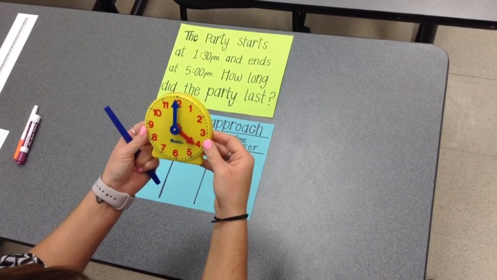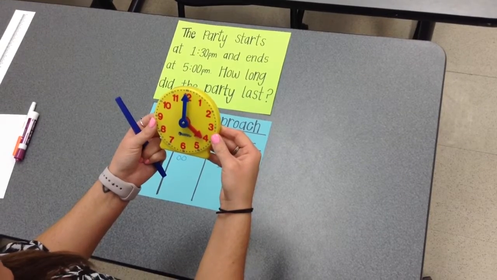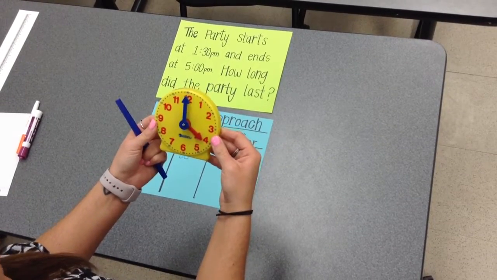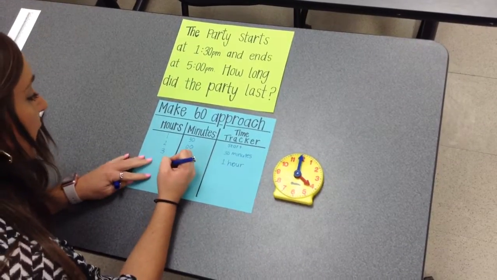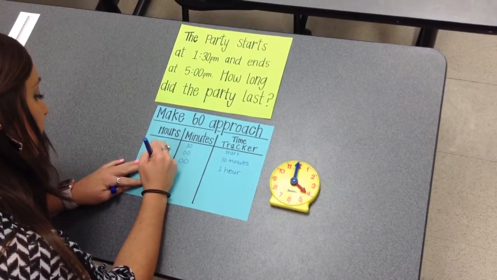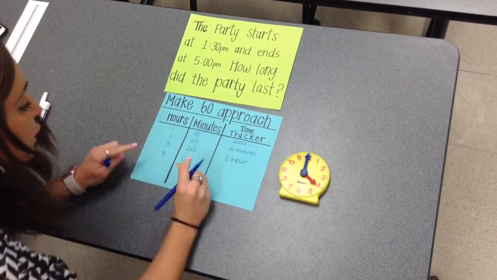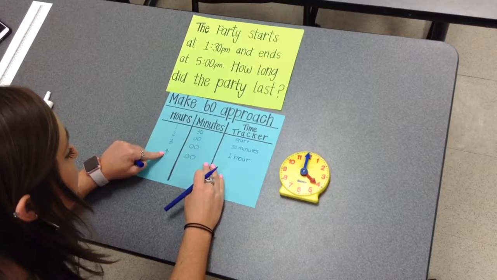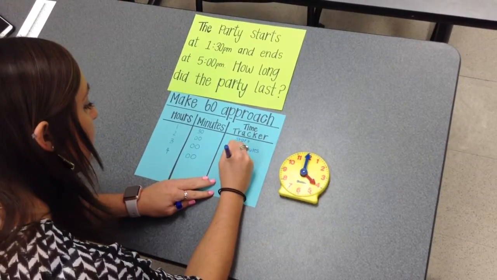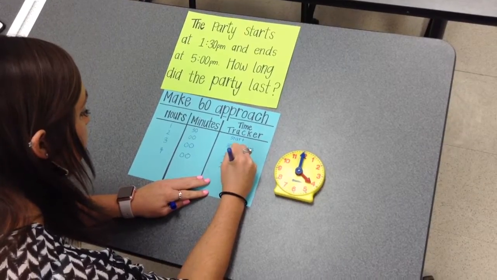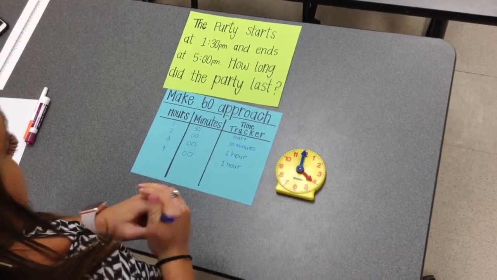So we know we made our full circle again. So we moved 60 minutes, which gave us 1 complete hour. So back to our time tracker, we're going to write 4 o'clock because that is the time we are at now. So we went from 3 to 4, and we know from 3 to 4 is 1 complete hour, which is the same as 60 minutes.